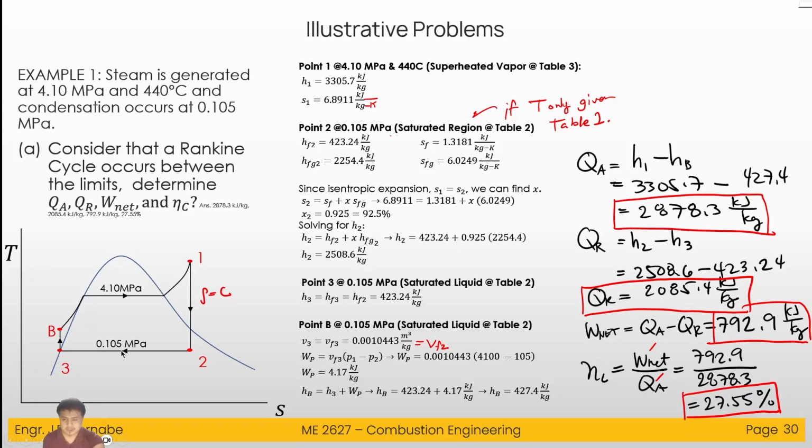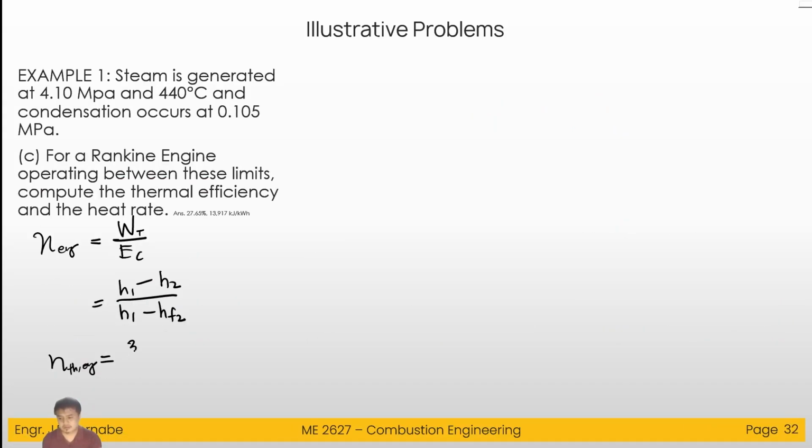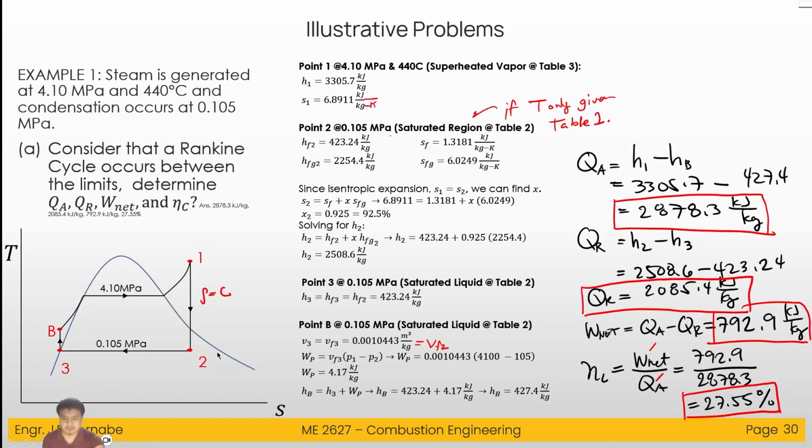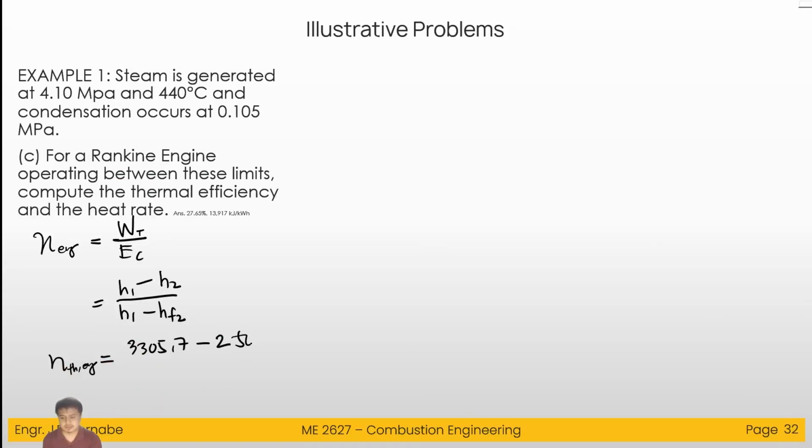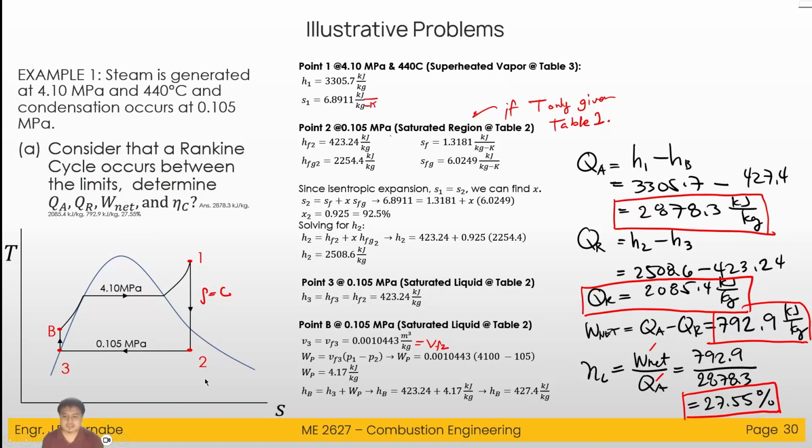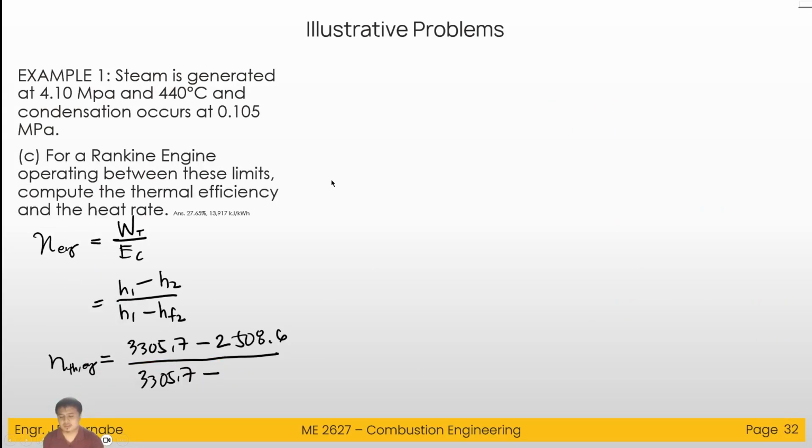So 3305.7 minus 2508.6, and then all over 3305.7 minus HF2. HF2 here is also H3 now, so this one, 423.24. So this should be 27.65%.